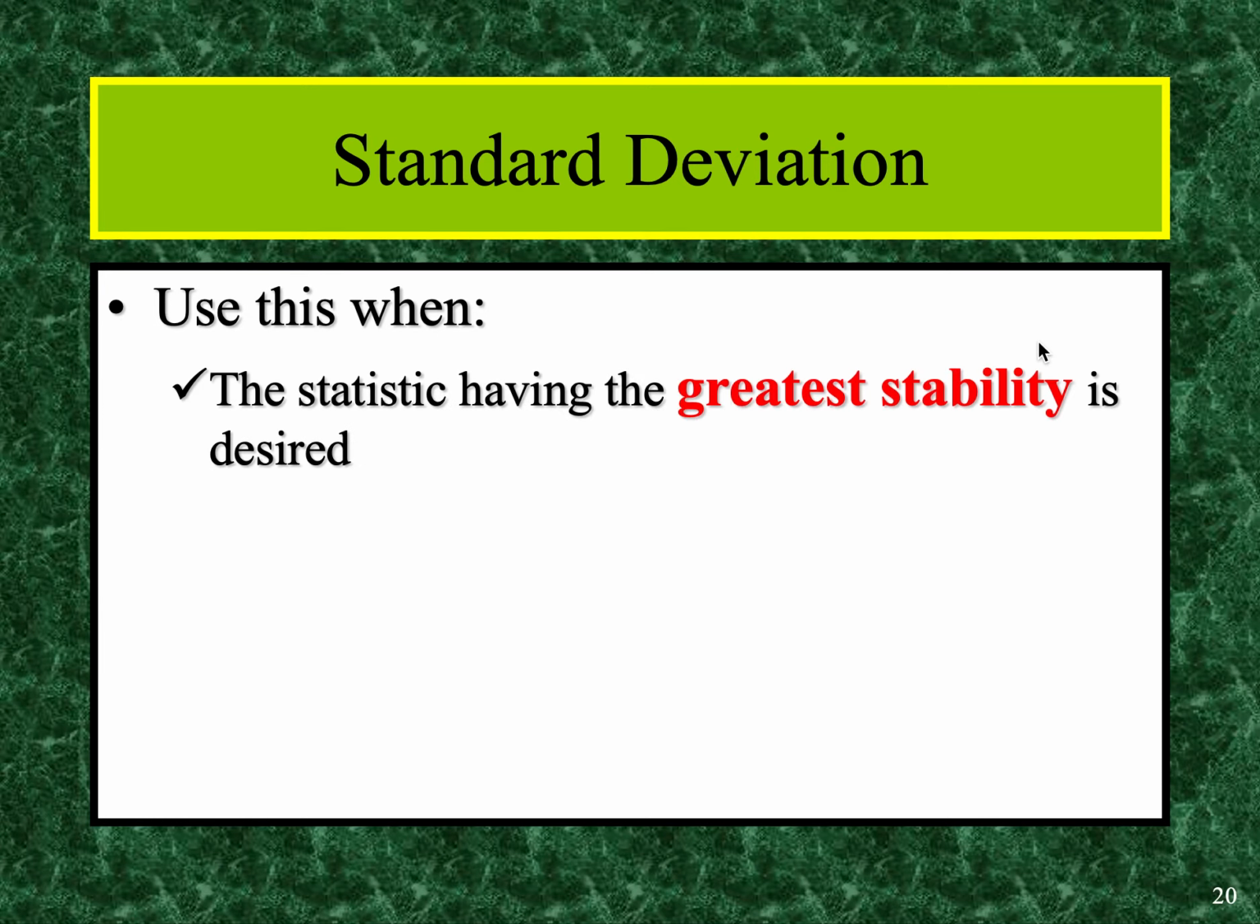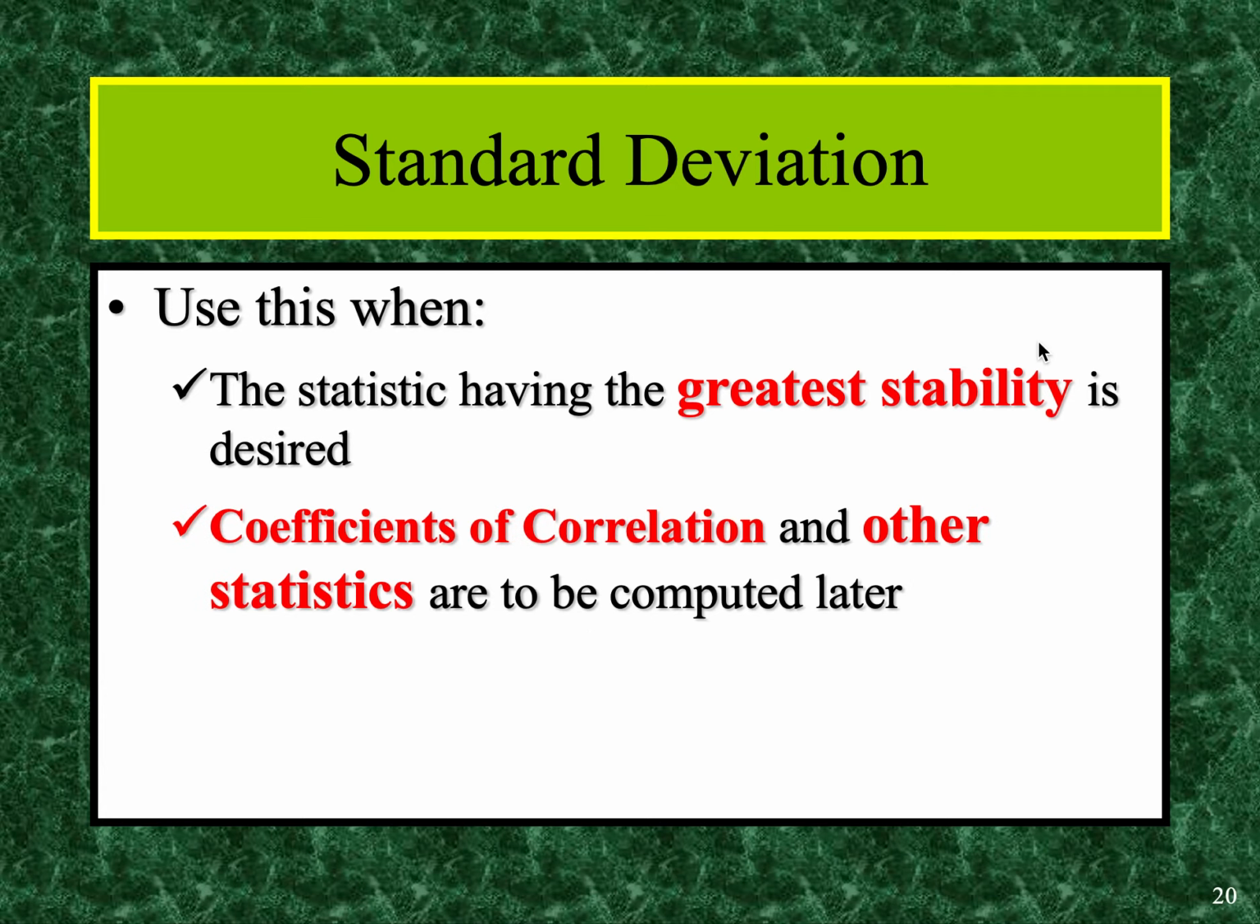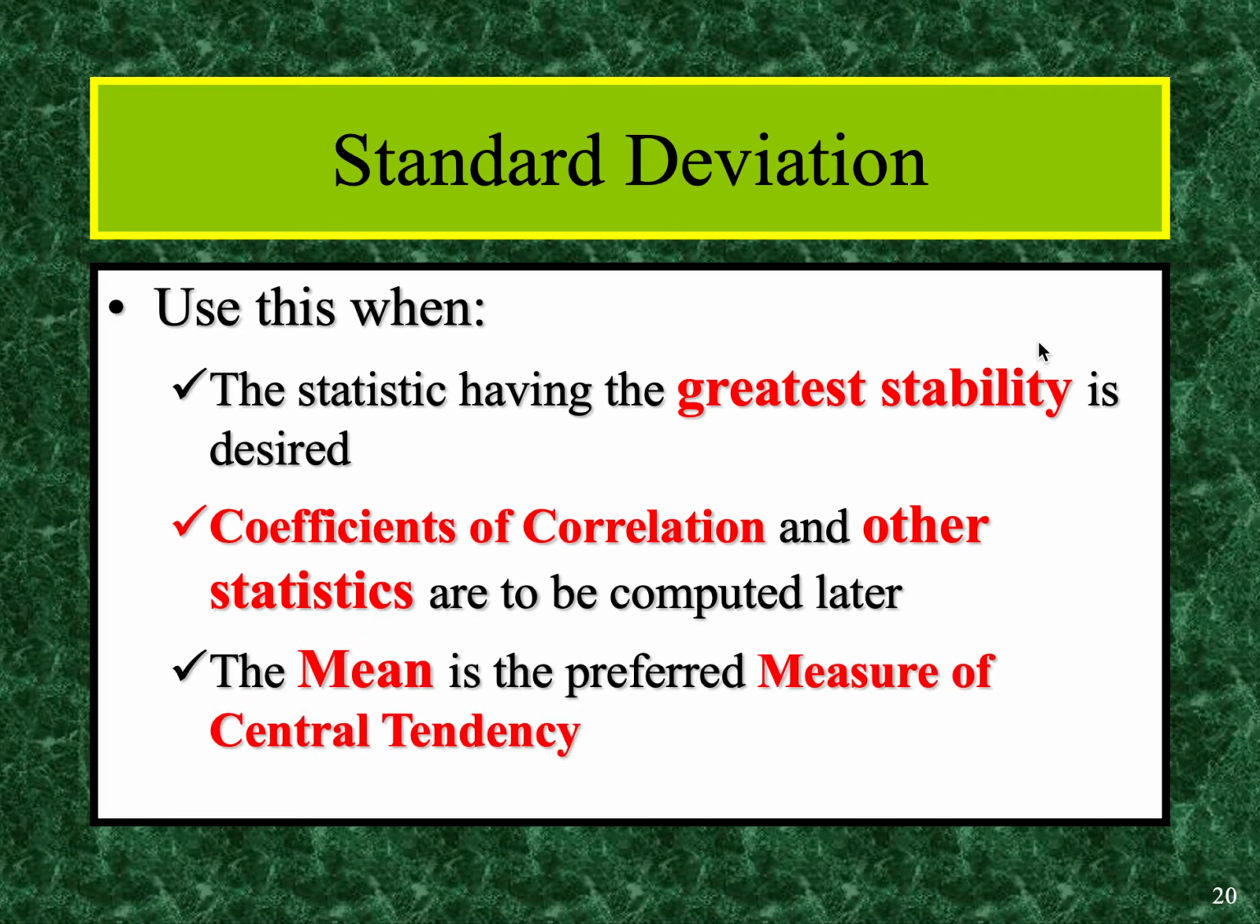We use it when the statistic having the greatest stability is desired. Again, it's the most stable measure of variation, so we recommend using this. It's also used when the coefficients of correlation and other statistics are to be computed later. For example, we need the Pearsonian skewness and the standard score, so we pretty much need a standard deviation there. And the mean is the preferred measure of central tendency. So whenever we use the mean as the central tendency, SD, or standard deviation, will follow.